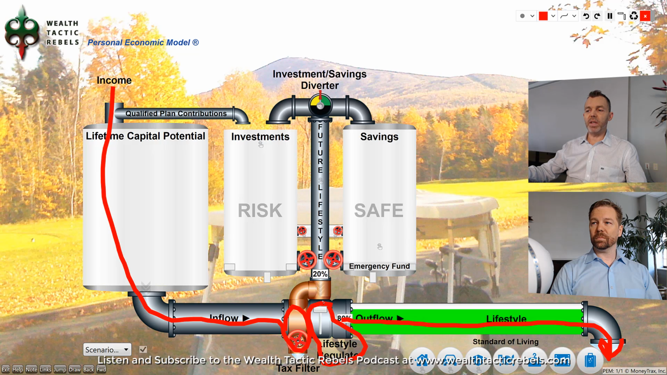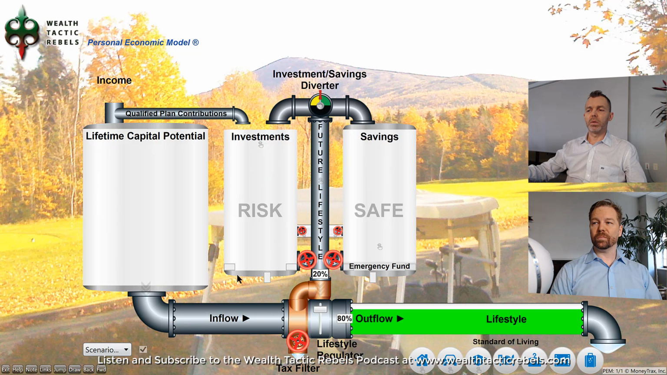And what gets saved gets pushed up this tube called our future lifestyle tube. So current lifestyle is at the bottom down there in green. Future lifestyle is obviously what we're saving for our retirement. We get to put it in one of two tanks: either our investment tank or our safe tank. Now, let's just talk about those two for a minute. Suppose that you have been saving for a while and you have some money in your investment tank. What is an investment, really?